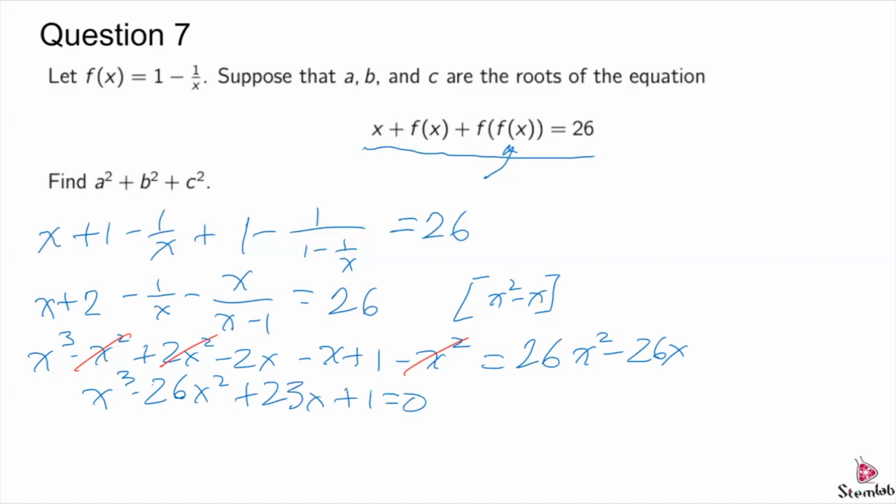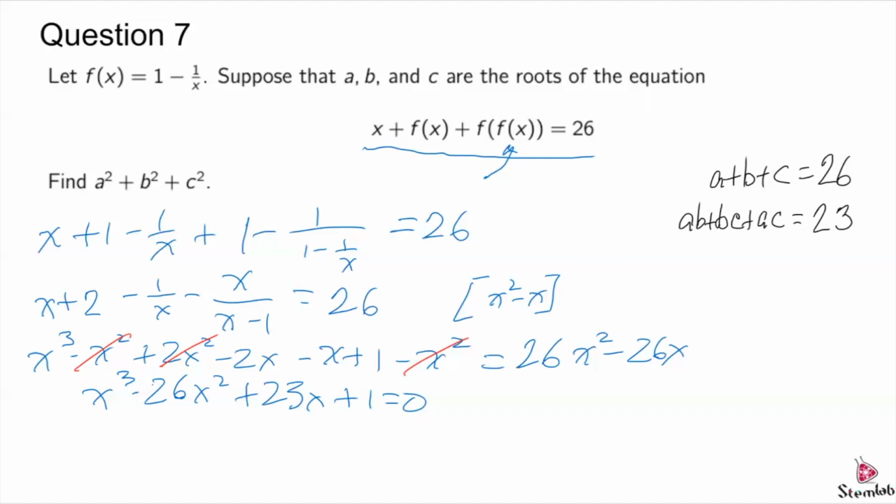Now we're given that a, b, and c are roots of the equation. And now we just have our normal cubic, so we can use Vieta to relate the roots. By Vieta, we have a plus b plus c equals 26, or basically the negative of the second coefficient, meaning the coefficient of x squared, over the coefficient of x cubed. And also by Vieta, the sum of the product of the pairs should just be equal to 23.